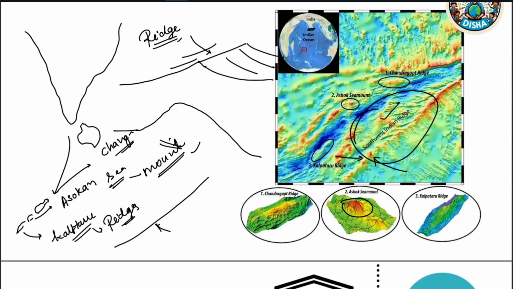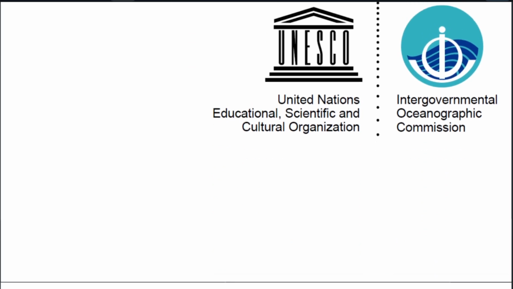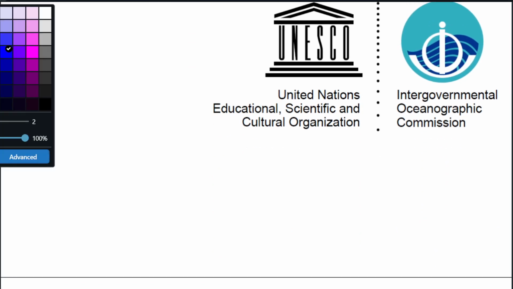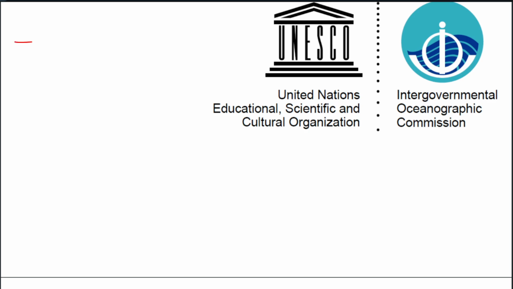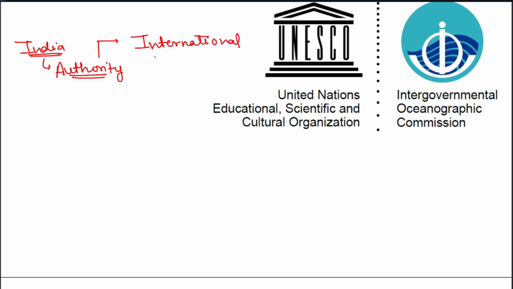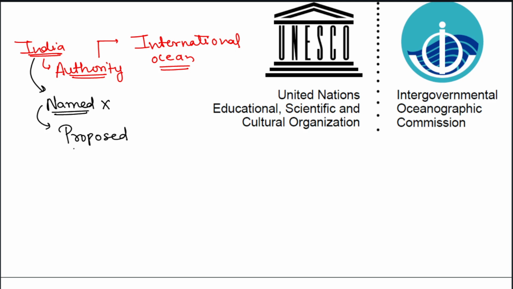Now let's talk about all of them. One thing you need to be sure about: there should be a question in your mind, how can India have the authority to name something in an international ocean? So be clear that India has not named this. India just proposed the names.